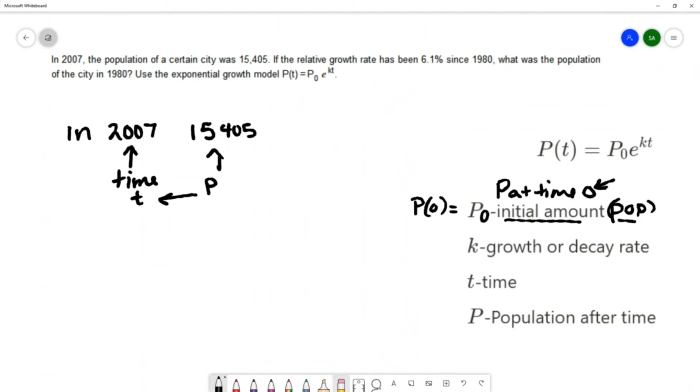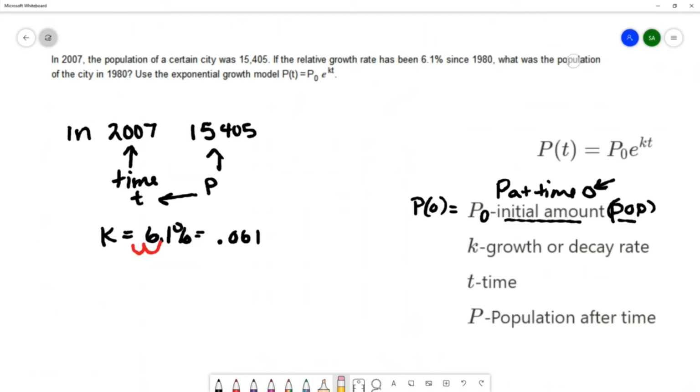Let's keep reading. The relative growth rate has been 6.1% since 1980. So K will be our growth rate, 6.1%, and we're going to use that in the decimal form. So I'm going to move my decimal place 2 places to the left to get 0.061. So this is our growth rate since 1980.